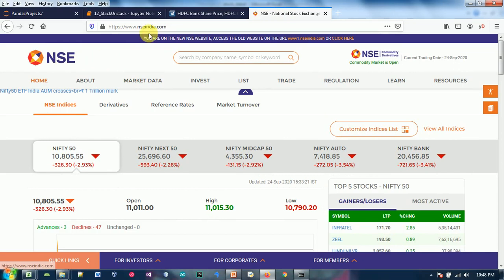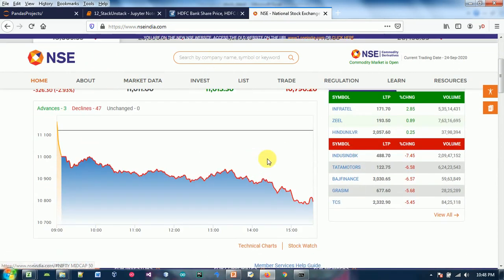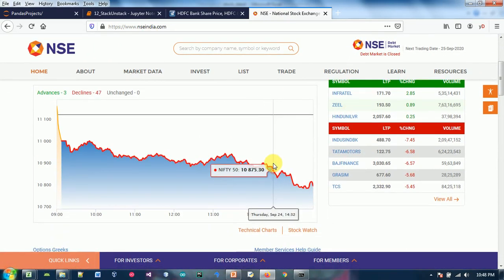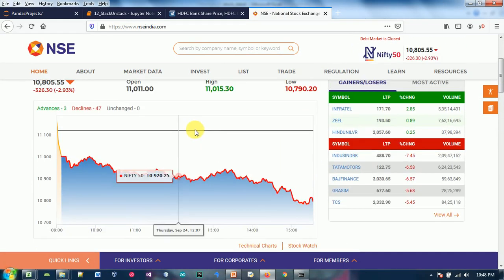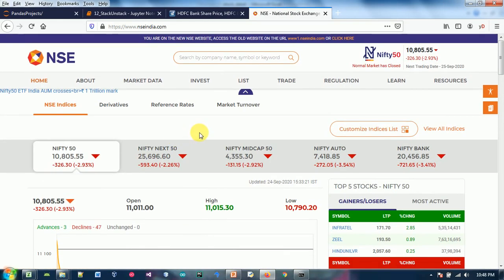So this is NSEindia.com, and here also, if you type, you will get the details. All those details can be made available here also. Once you type whatever the price, whatever the share you are looking for, you can basically get it. So you can just type and then you can also get it through this.